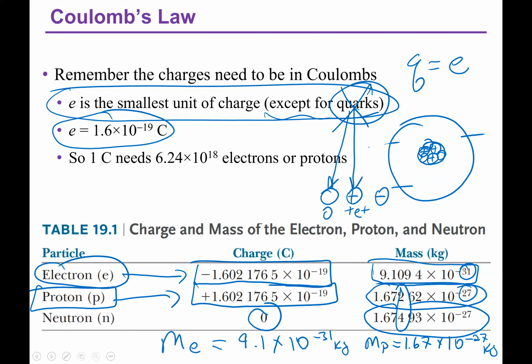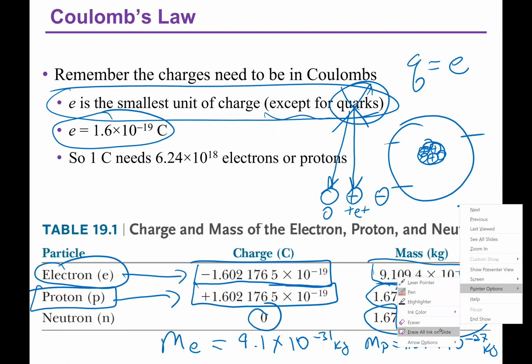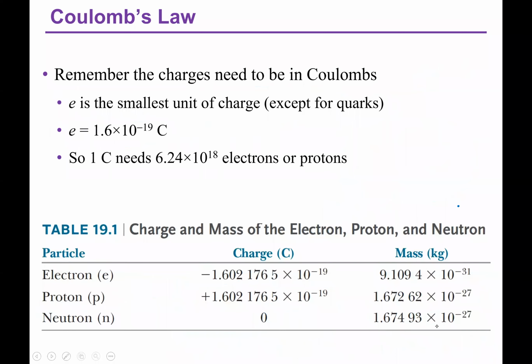All right, so this page is something that you should be referring to quite a lot, because it has all the information, the charge and the mass and things like that. And in terms of the charge, the unit for charge is Coulomb, after Charles Coulomb. 1 Coulomb of charge is a lot of charge. You can see you need 6.24 times 10 to the 18 electrons or protons to have just 1 Coulomb.